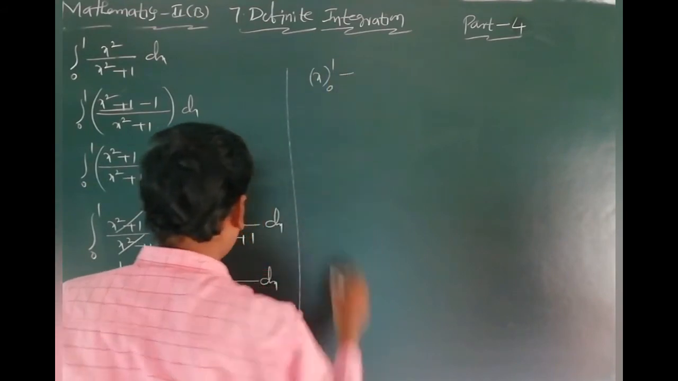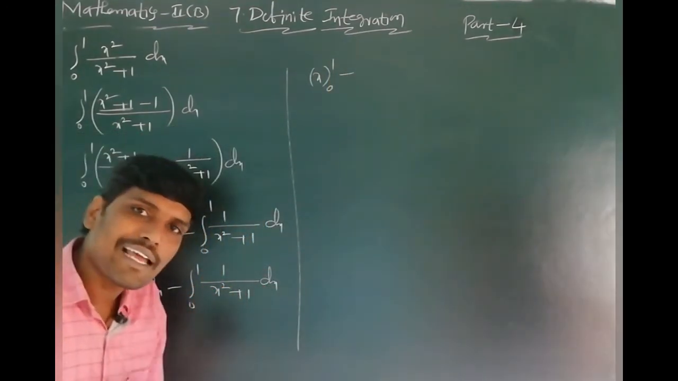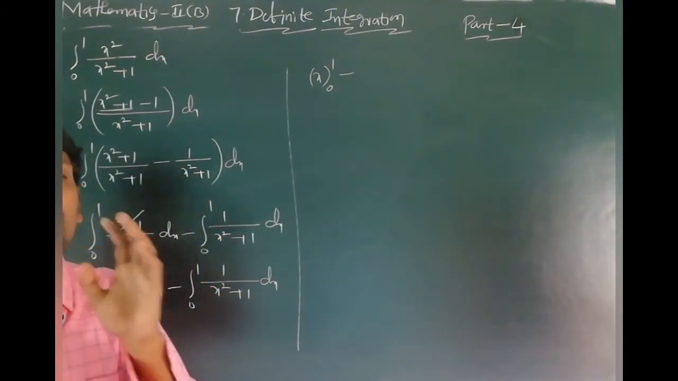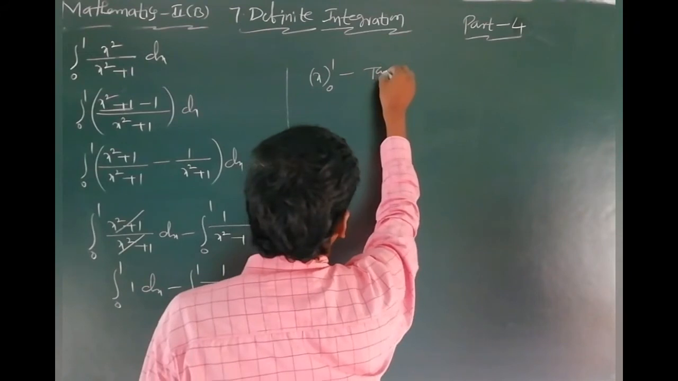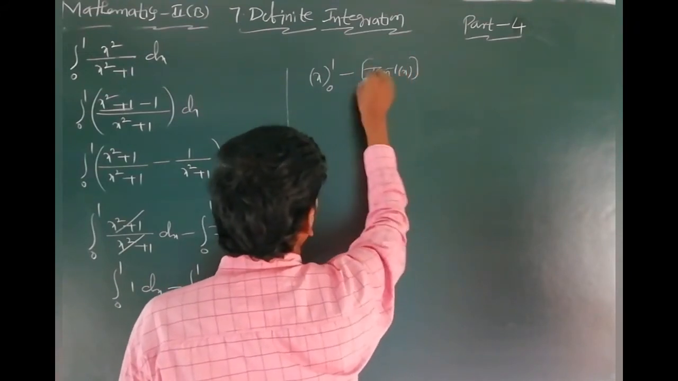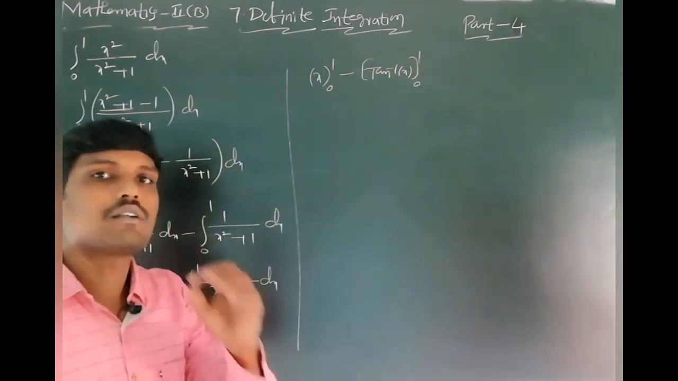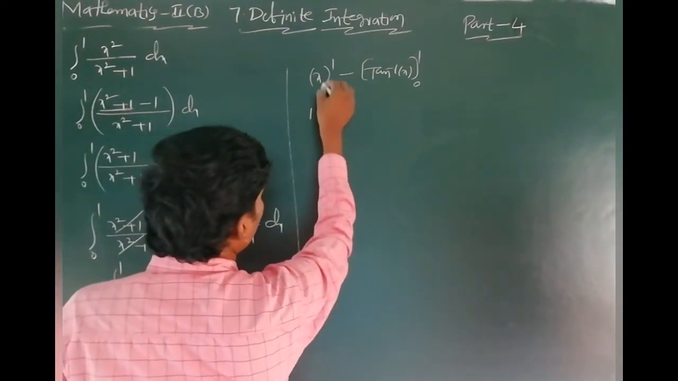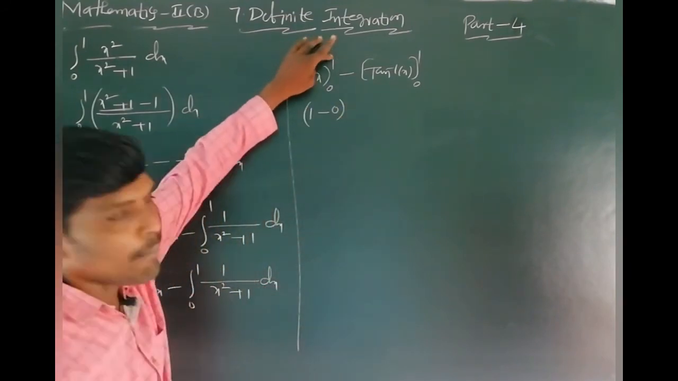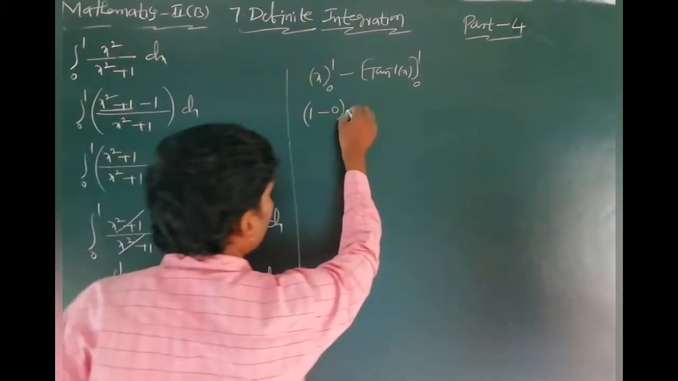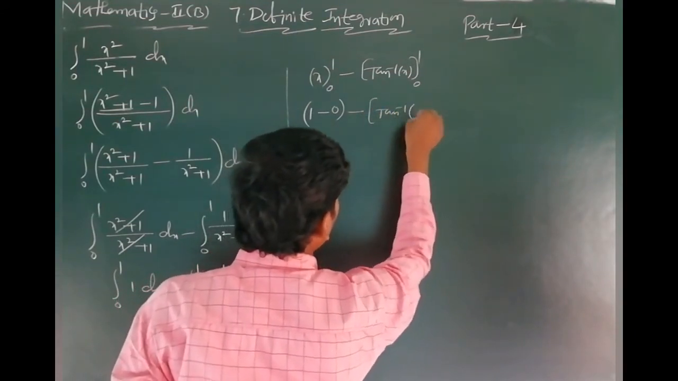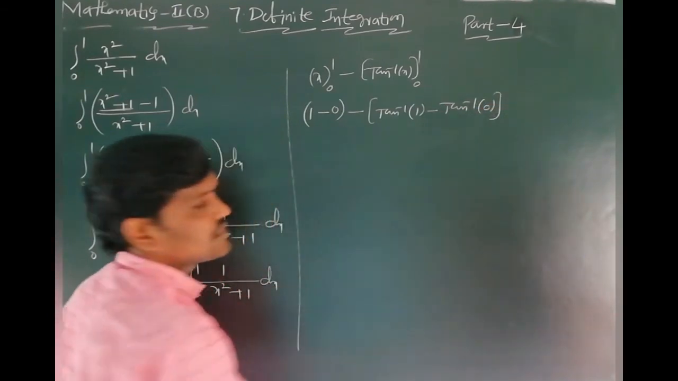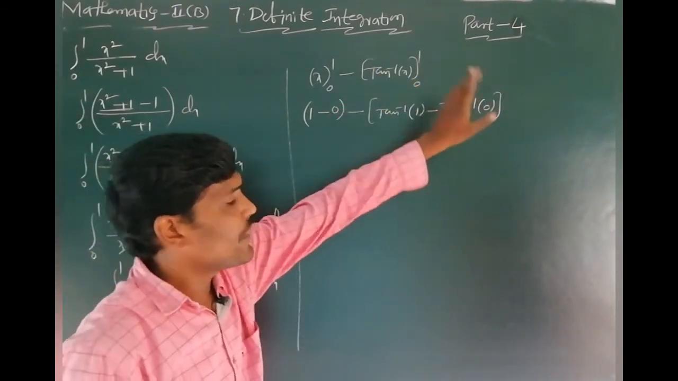Limits 0 to 1, minus integral 1 by x square plus 1, or integral 1 by 1 plus x square, integration is also there. What is that integration? Tan inverse x. These formulas are explained in the integration topic. Okay students, after that you apply the limits: 1 minus 0. Here 1 is the upper limit, 0 is the lower limit. Minus tan inverse of x value at 1 minus tan inverse of x value at 0. Here upper limit is 1, lower limit is 0.